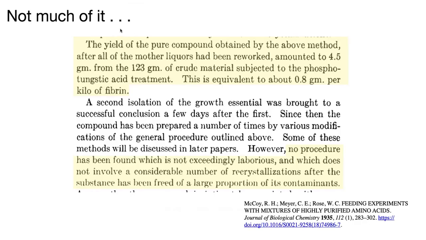He didn't have much of those crystals, so he only had 4.5 grams from the 123 grams of crude material that came from the 40 kilograms of the fibrin protein, so about 0.8 grams per kilo of fibrin. Oh man, can't even imagine. So he tried a couple of different methods to get it better, but ultimately "no procedure has been found which is not exceedingly laborious and which does not involve a considerable number of recrystallizations after the substance has been freed of a large proportion of its contaminants."